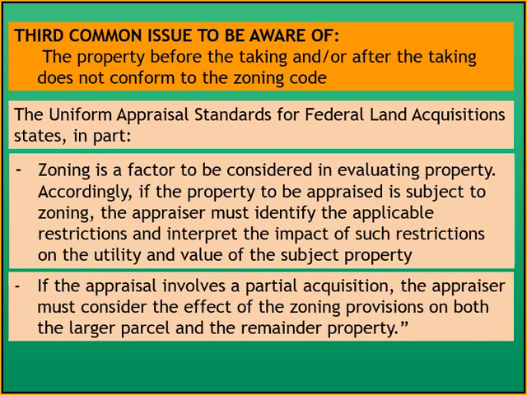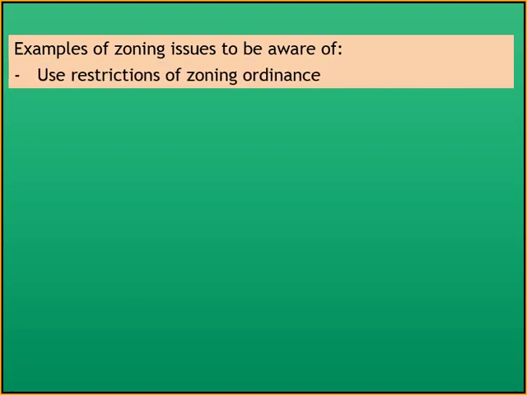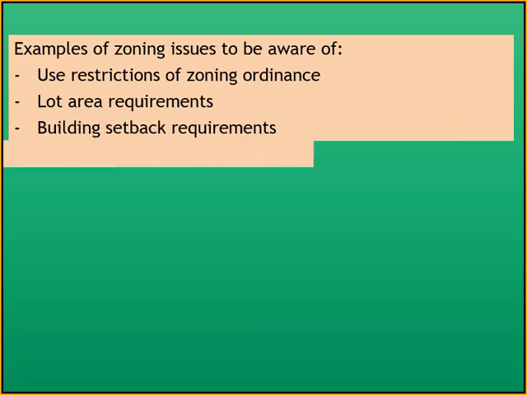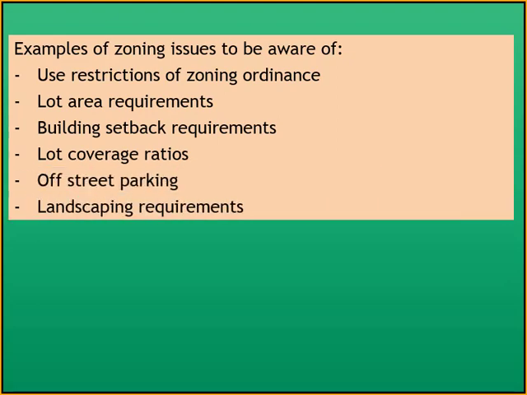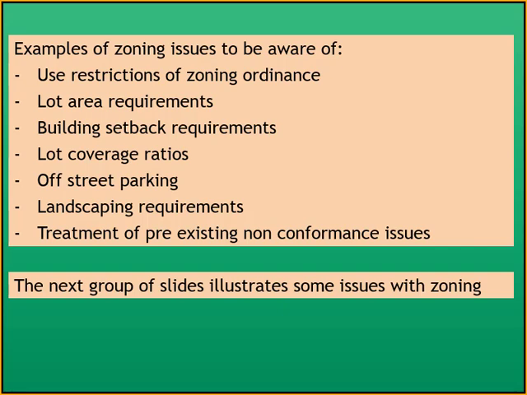If the appraisal involves a partial acquisition, the appraiser must consider the effect of the zoning provisions on both the larger parcel and the remaining property. Examples of zoning issues to be aware of include use restrictions of the zoning ordinance, lot area requirements, building setback requirements, lot coverage ratios, off-street parking, landscape requirements, treatment of pre-existing non-conformance issues. The next group of slides are going to illustrate some issues with zoning.